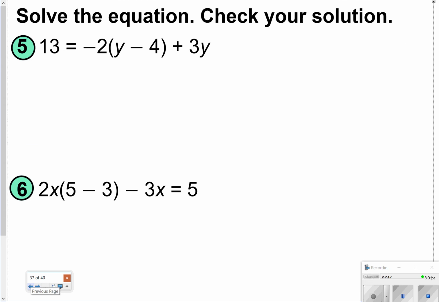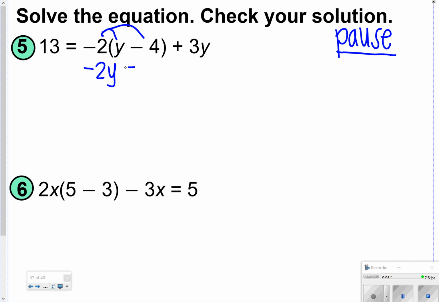Here are your next two. Let's again go ahead and try these, still with the distributive property. Be careful with number 5 because you're distributing a negative 2. Let's go ahead and pause here so you can try it by yourself, and once you're done, click play to check your work. All right, so for number 5, we're going to distribute the negative 2. So we'll have negative 2y, and then I'm doing negative 2 times negative 4, which is a positive 8. So hopefully you caught that.